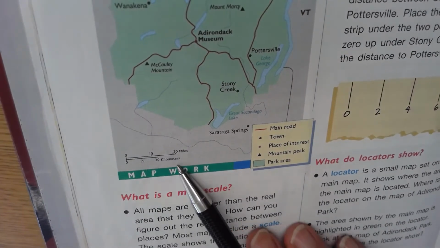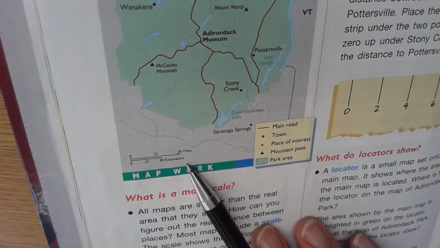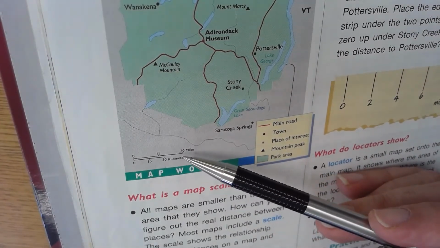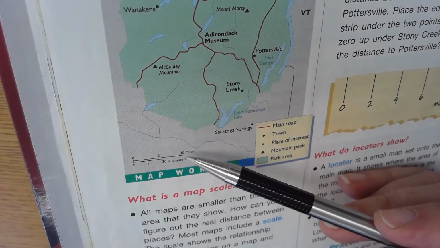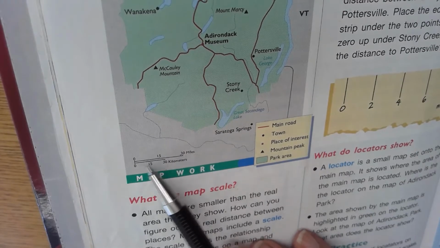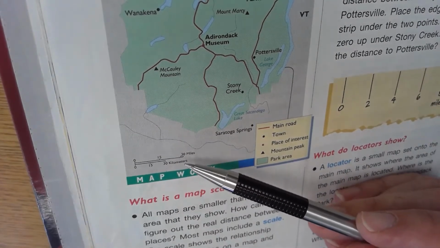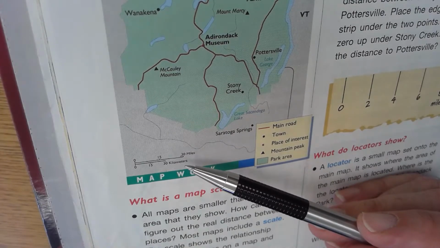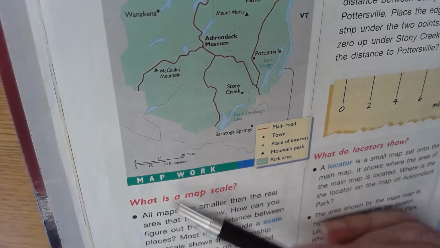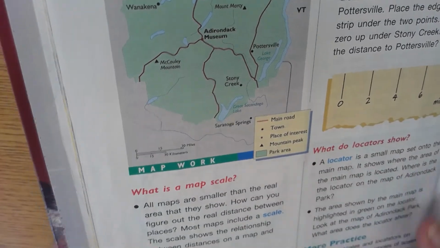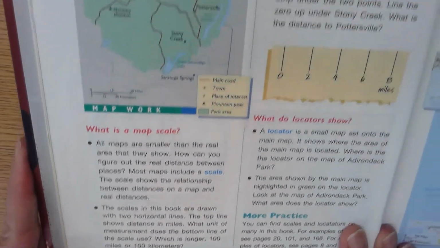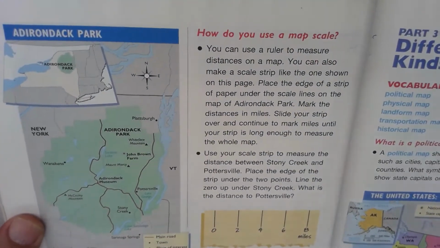So here is the map scale. The top line is in miles. So this from here to here represents 30 miles. If you go from here to here, that distance is represented in a different unit of measure called kilometers. So which would be longer, 100 miles or 100 kilometers? Well, 100 miles.